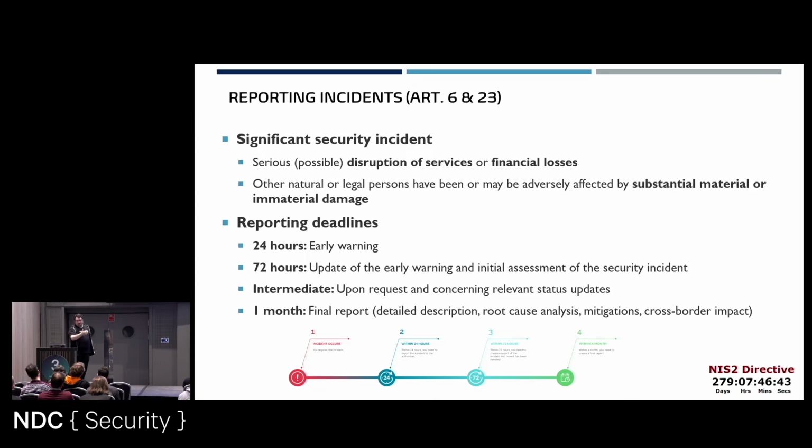Once you know you've been hacked or you're the target of such an incident, you've got 24 hours to do an early warning to report that. Within 72 hours, you're supposed to give an update on that early warning and provide an initial assessment of the security incident. Anytime upon request, you should be able to provide a relevant status update, and after 1 month, you're expected to provide either a final report or an intermediary report until that final report comes in with more details, like a detailed description, doing a root cause analysis, what sort of mitigations you've put in place, any potential cross-border impact that you might foresee, and so on and so forth.